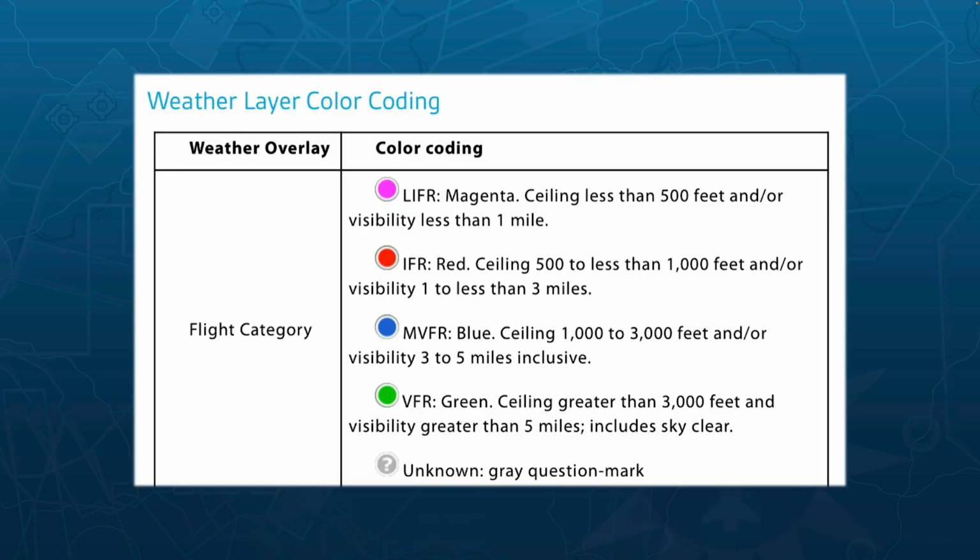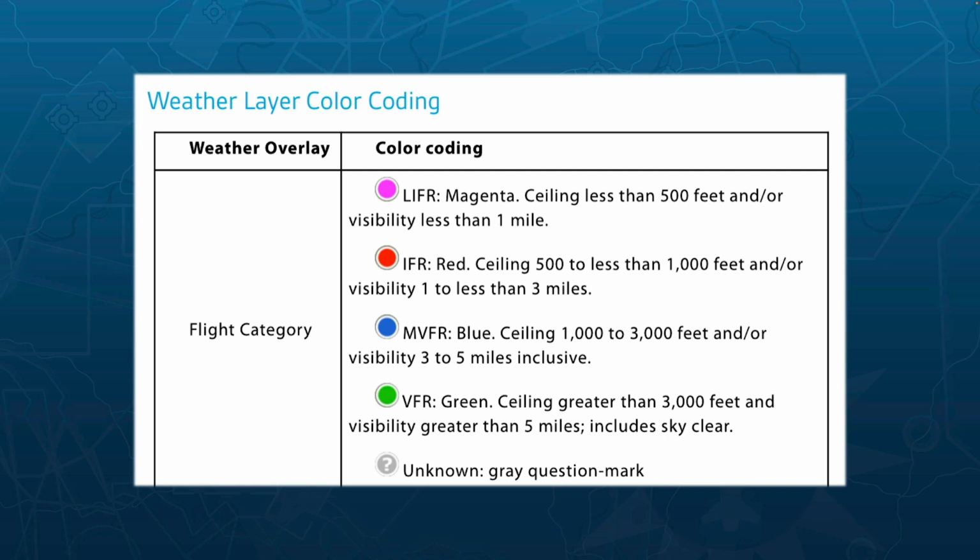The weather layer color coding in ForeFlight is helpful for determining the category of the weather. We've got a nice green dot for VFR, right? And that's indicating that the ceilings are greater than 3,000 feet and the visibility is greater than 5 miles. This also includes sky clear. Then moderate VFR is a blue dot. Those will be ceilings from 1,000 to 3,000 feet AGL, and or visibility 3 to 5 miles.